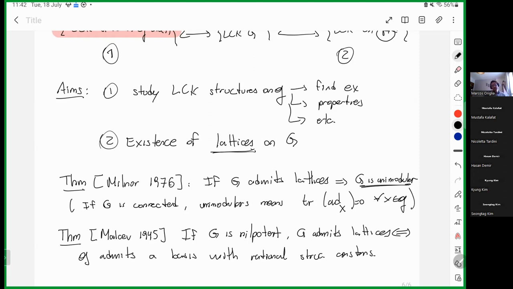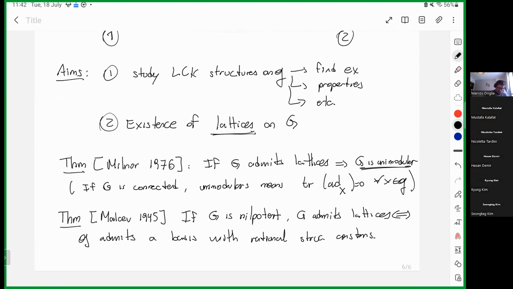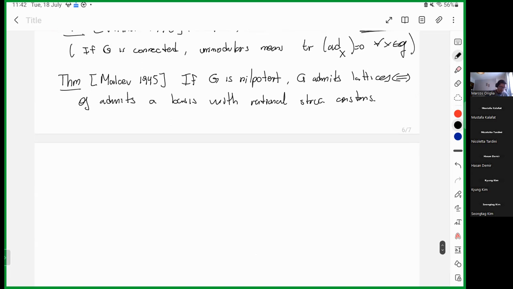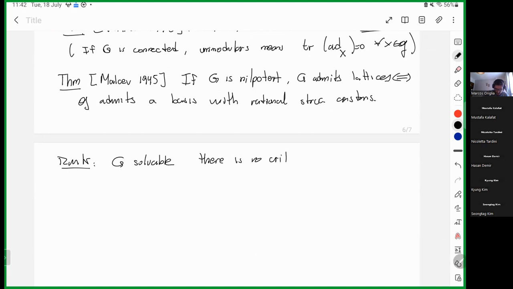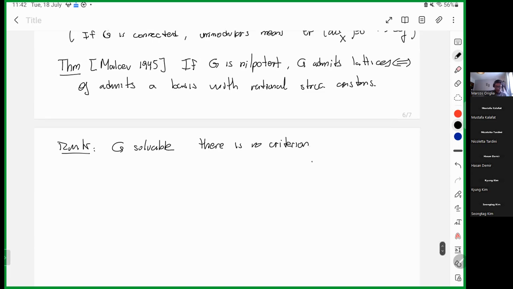So for nilpotent Lie groups, it's easier. I mean, at least there is a criterion in order to find lattices. But in general, if G is solvable, there is no criterion for the existence of lattices.